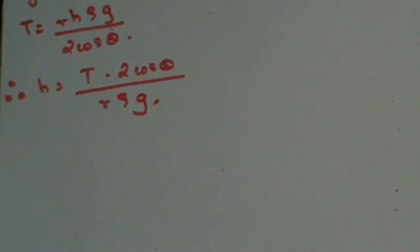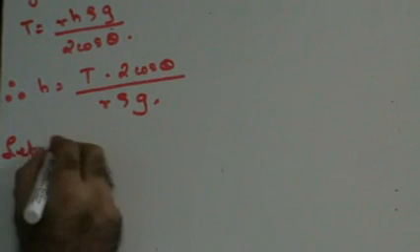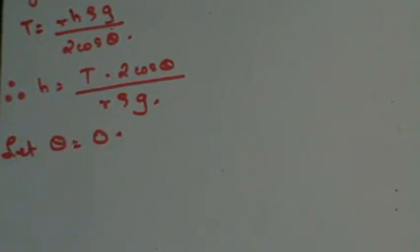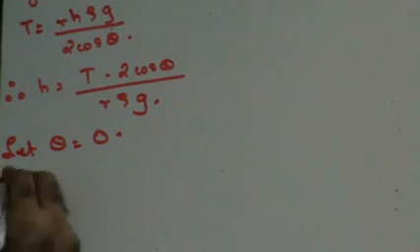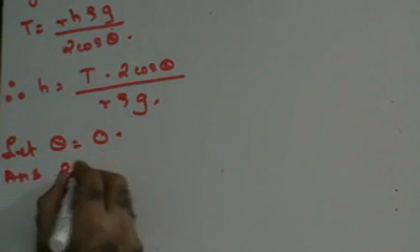Since theta is not given to you, you will assume theta to be 0. So you will say let theta be equal to 0. When not given, you assume theta to be 0. You should be able to get the answer for this. The answer for this should be 2.268 centimeters.